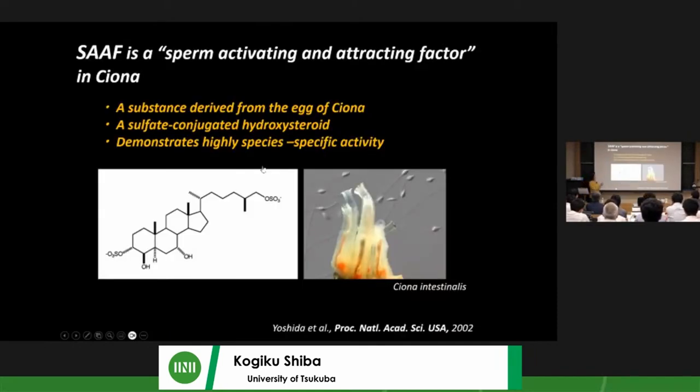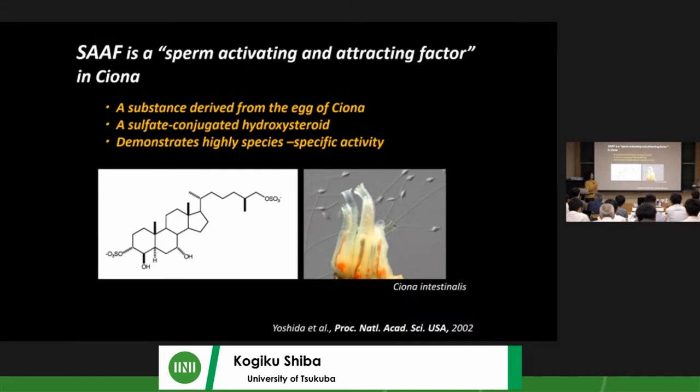This is my experimental animal, Ciona, a kind of ascidian. I use these animals to study sperm chemotaxis. Why did I choose this animal? The most important reason is that the chemoattractant is identified. As I told you, sperm chemotaxis is very important for species recognition. The egg releases very species-specific chemicals, so it is very difficult to identify them, since each species has its own chemicals. In Ciona, the chemoattractant is identified.